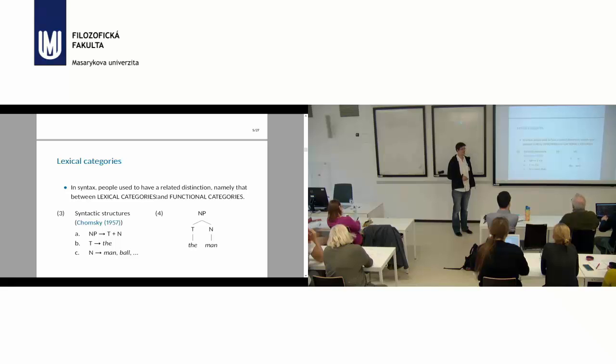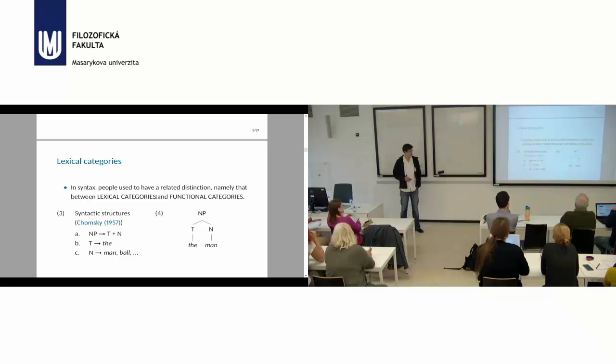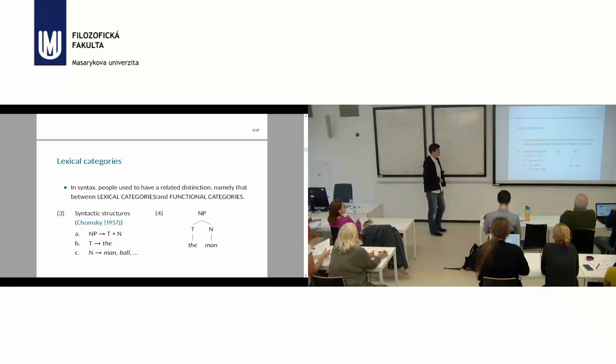He gives examples of man, ball, and then there's kind of three dots. Now, this kind of rewrite algorithm is pretty much equivalent to the tree structure format that you've seen before. So the idea is that the noun phrase consists of a noun and the element T, which later became known as the determiner, and people started calling it D. But Chomsky called it T in 1957.